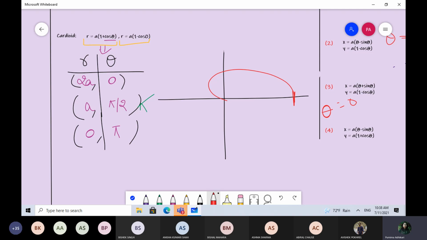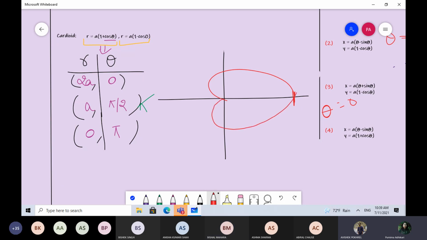Okay, can you now tell me what will happen after pi till 2 pi? Here in between is 3 pi by 2. What will happen from pi till 2 pi? Symmetry, probably. What do you mean? R will be increasing or decreasing? R increases. Does it go from 0 to 2a or from 2a to 0? Yes, it is increasing, from 0 to 2a. Very good, very good.